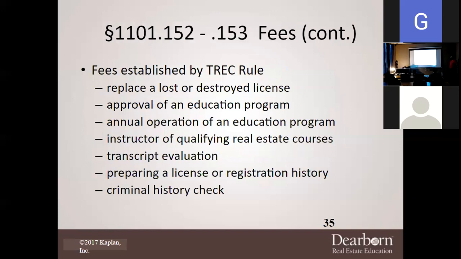They also, Mr. Eugene, just for you, they created these fees too. So if you need to replace a lost or destroyed license, you need an approval of an education program, annual operation of your education program, the instructor for qualifying real estate courses, your transcript evaluation, the preparing of your license or registration history, or your criminal history, we are more than happy to fee you to death.